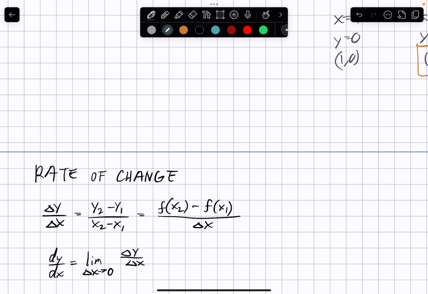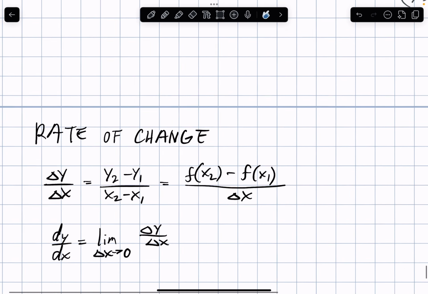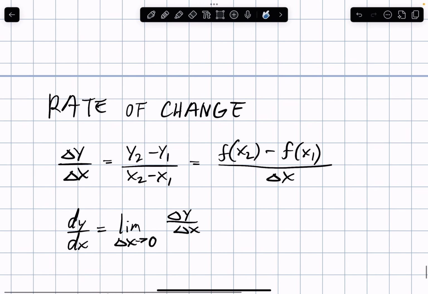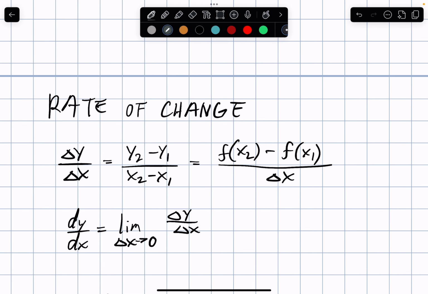Okay, so in this video, we will discuss rate of change. I've already written what you have to know. So essentially, the rate of change is the ratio delta y over delta x, which is the average rate of change over the interval delta x.